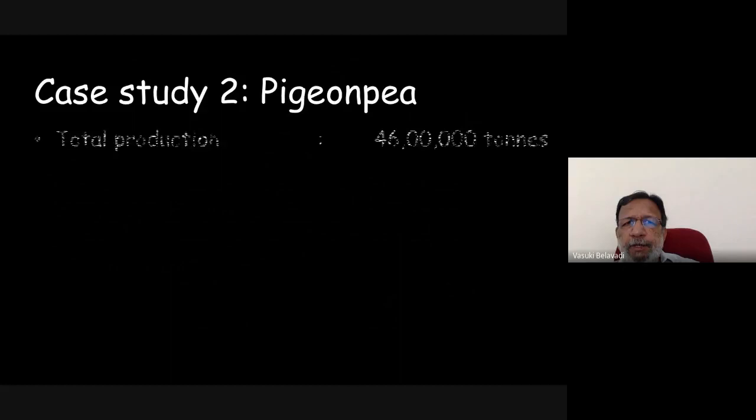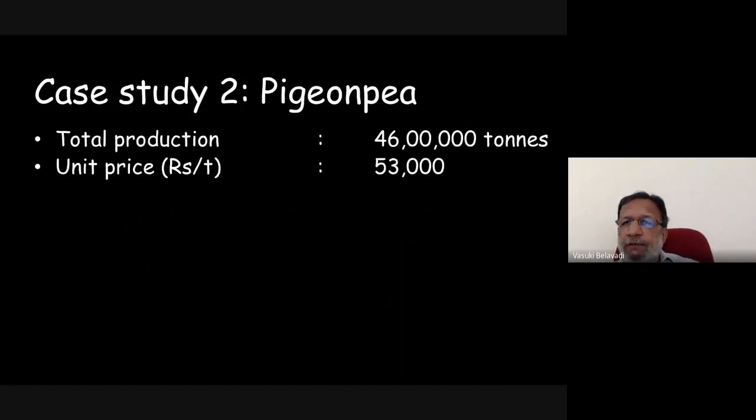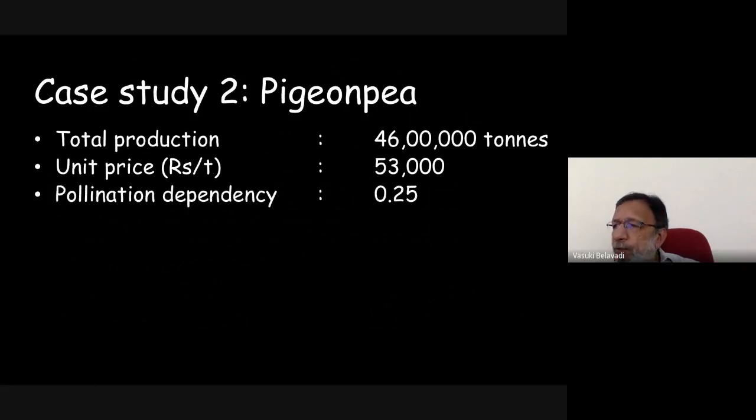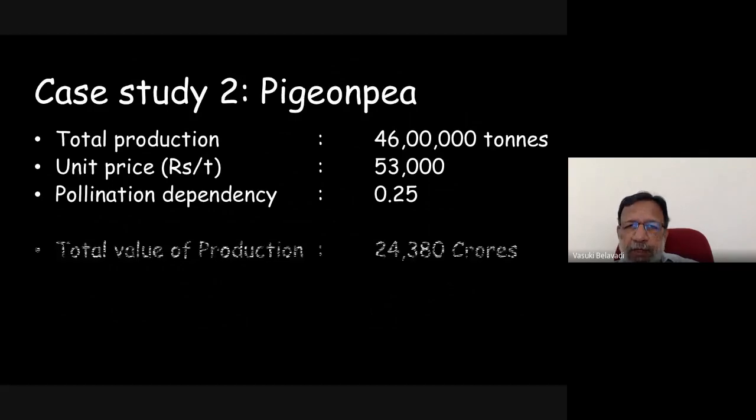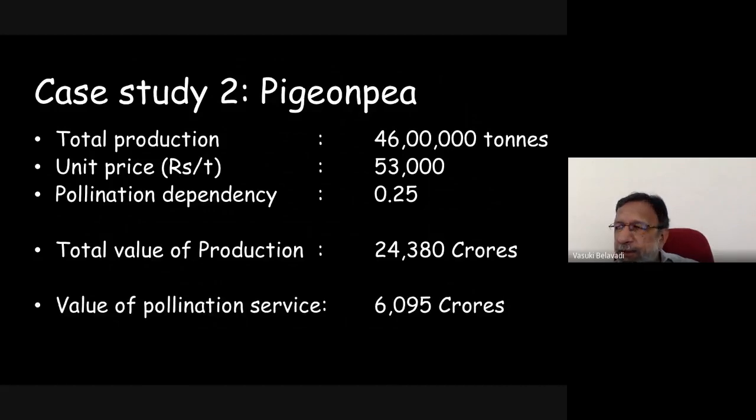Now, in case of pigeon pea, the total production is 46 lakh tons. Unit price is 53,000 rupees per ton. And pollination dependency is 0.25. I've taken it as 0.25 because it is capable of setting seeds even without the service of pollinators; it is capable of self-pollination. And then the total value of the production is 24,380 crores, and the value of pollination service is 6,095 crores.